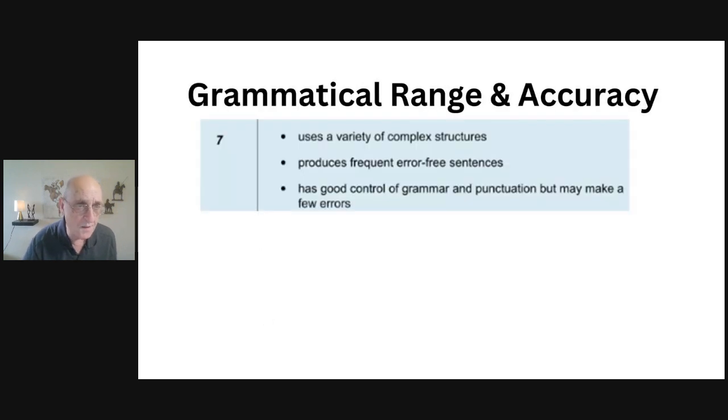Let's move on to the fourth and last criteria, and this is grammatical range and accuracy. And the first point says uses a variety of complex structures. I want to be clear that when it comes to grammar, complex does not mean complicated. It means that you can use basically three different styles of sentences.